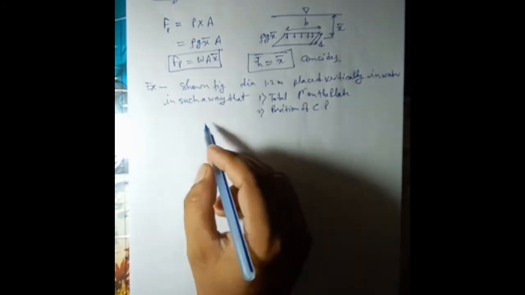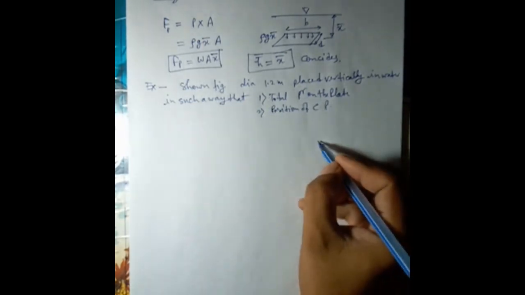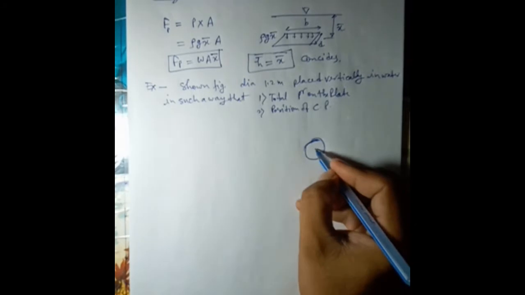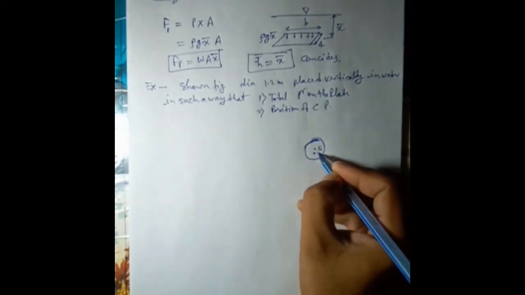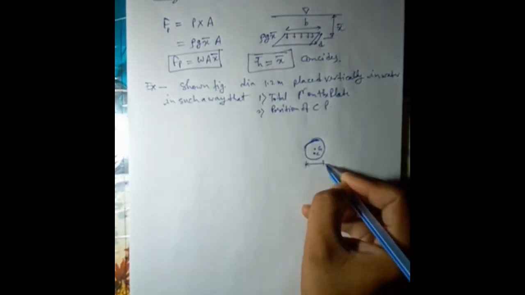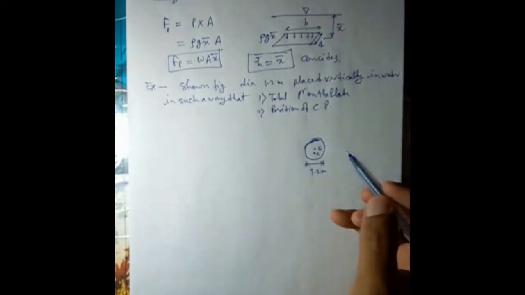Example, for the circular plate, the diameter of the circular plate is given as 1.2 meter. Now we draw a diagram, showing center of gravity and center of pressure. Diameter of the circular plate is 1.2 meter, which is given.